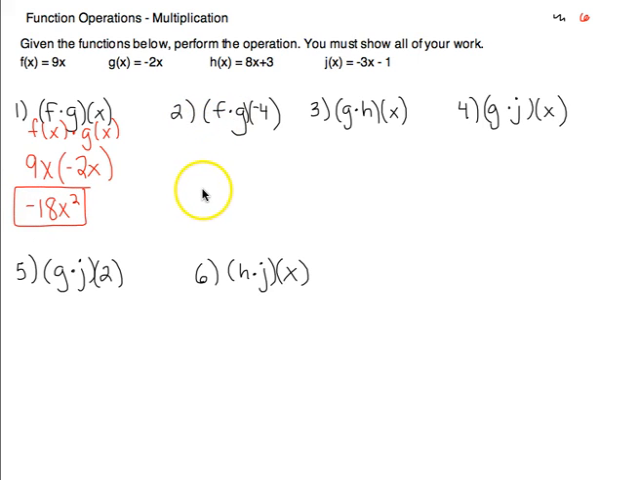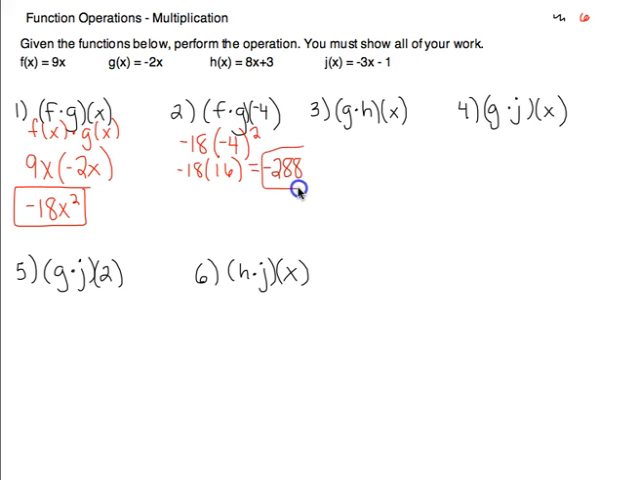In example 2 here, we have a number in place of the x. So again, we have two choices here. Since we've already found f times g of x, the easiest choice is to just plug negative 4 in there. So I can do negative 18 times negative 4 squared. Make sure you apply order of operations here. So I have to do the exponent first. Negative 4 squared is 16. So that gives me negative 18 times positive 16, because a negative times a negative is a positive. So 16 times that negative 18 gives me negative 288.